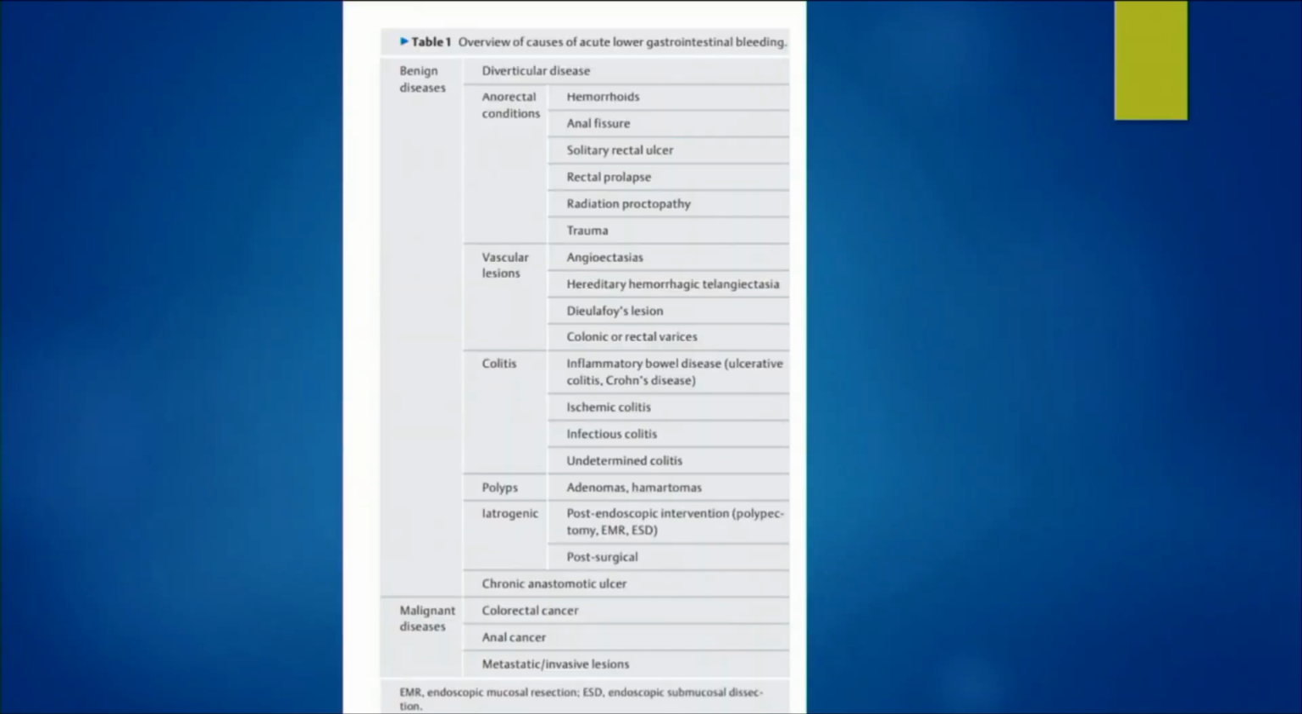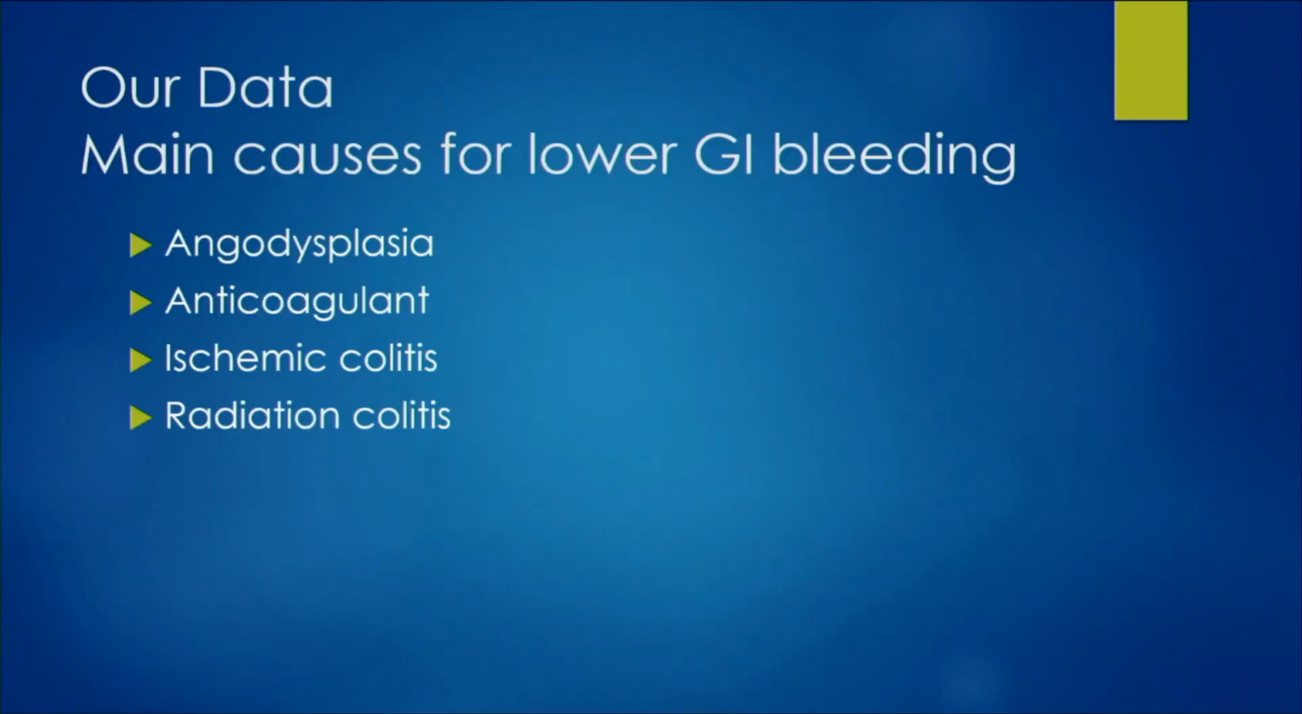The different causes of GI bleeding are diverticulosis, vascular disease, polyps, iatrogenic causes, and colitis, but this data comes from the West. From our data, the main cause of lower GI bleeding is angiodysplasia and anticoagulants. The second cause is ischemic colitis and radiation colitis, because we are an oncology center, and for prostate, rectal and ovarian cancer the patients had radiation therapy. That is radiation proctitis, sorry, not colitis. It is one of the main causes of lower GI bleeding.